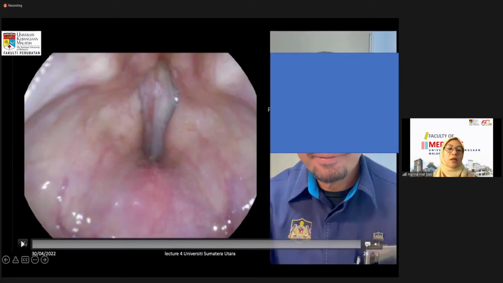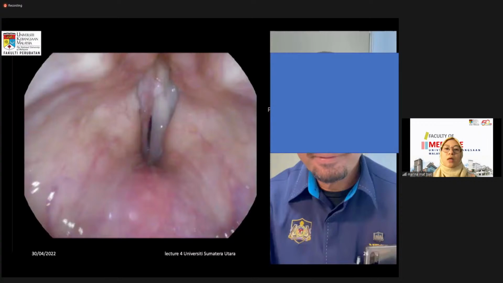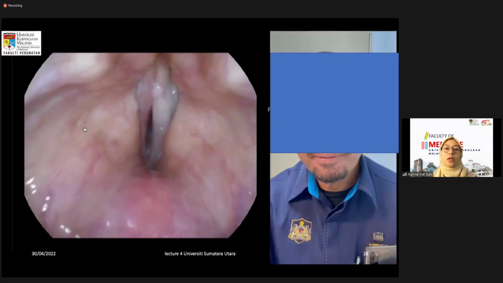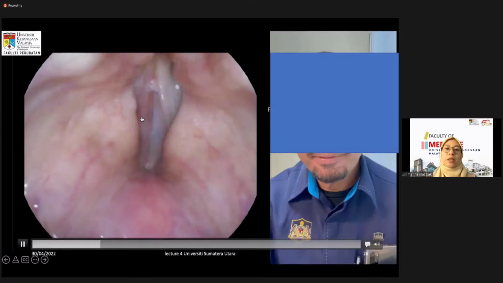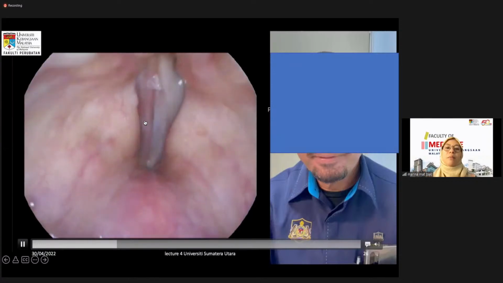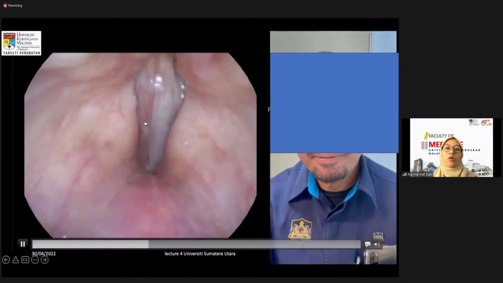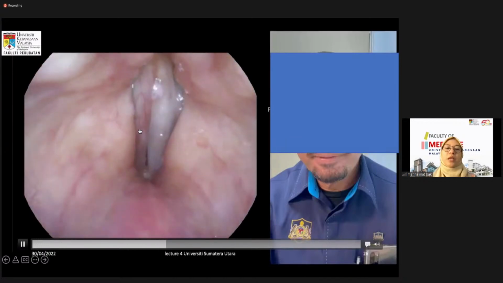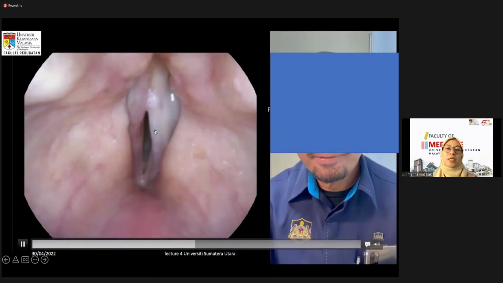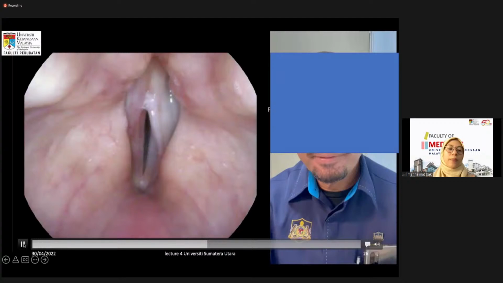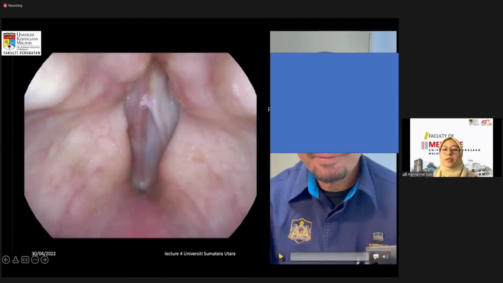And these are the endolaryngeal findings. So this is a slow motion. I want to show that there is no non-vibrating segment. Everything is vibrating, but you can see that there is probably slight scarring over here because the amplitude is slightly reduced compared to the opposite side. Okay, and this is the patient's voice.